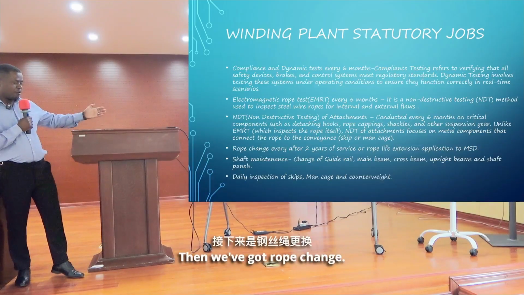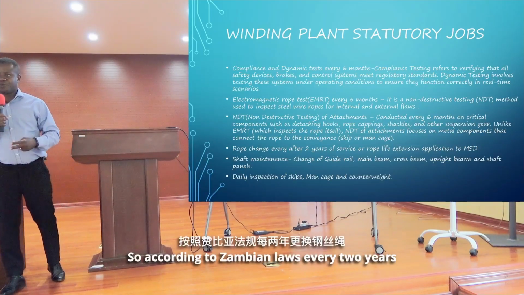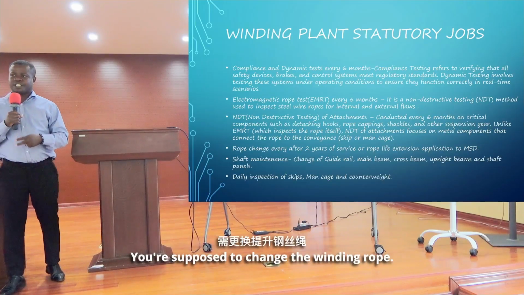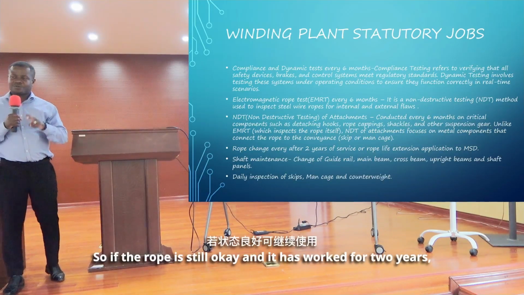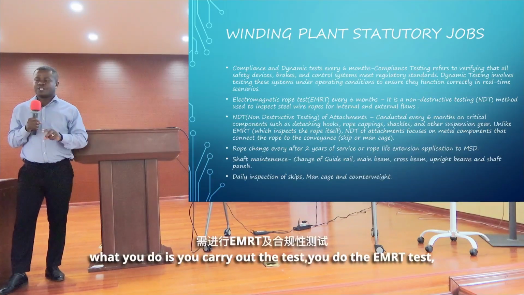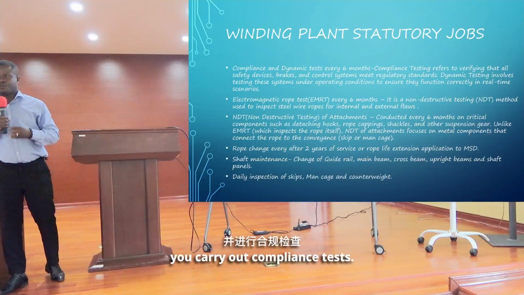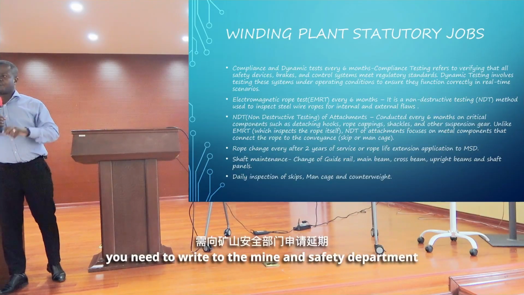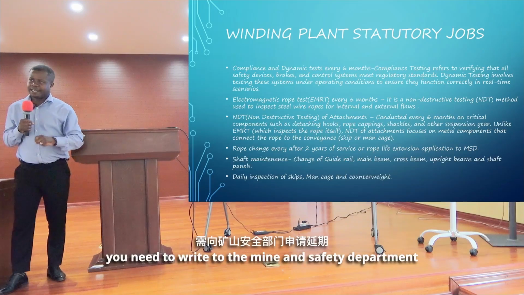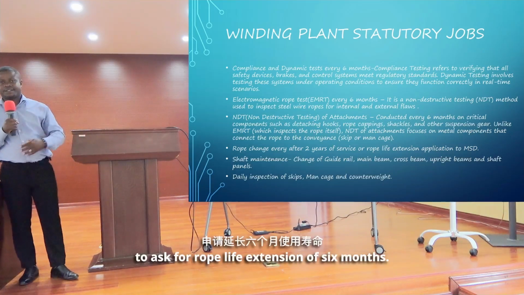Then we've got rope change. According to Zambian laws, every 2 years, you're supposed to change the winding rope. If the rope is still okay and it has worked for 2 years, what you do is you carry out the EMRT test. You carry out the compliance test. After those tests are done, you need to write to the Mine and Safety Department to ask for a rope life extension of 6 months.